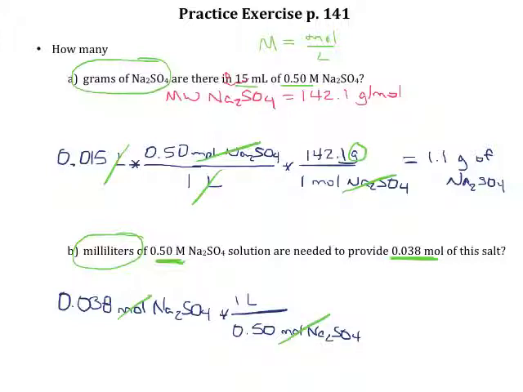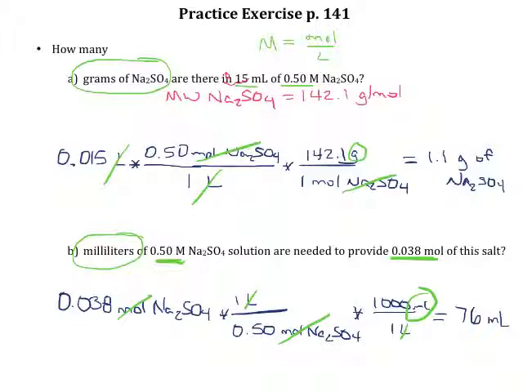The last thing I'm going to do is they're specifically asking me for milliliters, so I'm just going to add the conversion since I know that there are 1,000 milliliters in every 1 liter. So that gets rid of my liters, puts me in units of milliliters, which I want. And again, I only have 2 significant figures, so my answer is going to be 76 milliliters of solution.